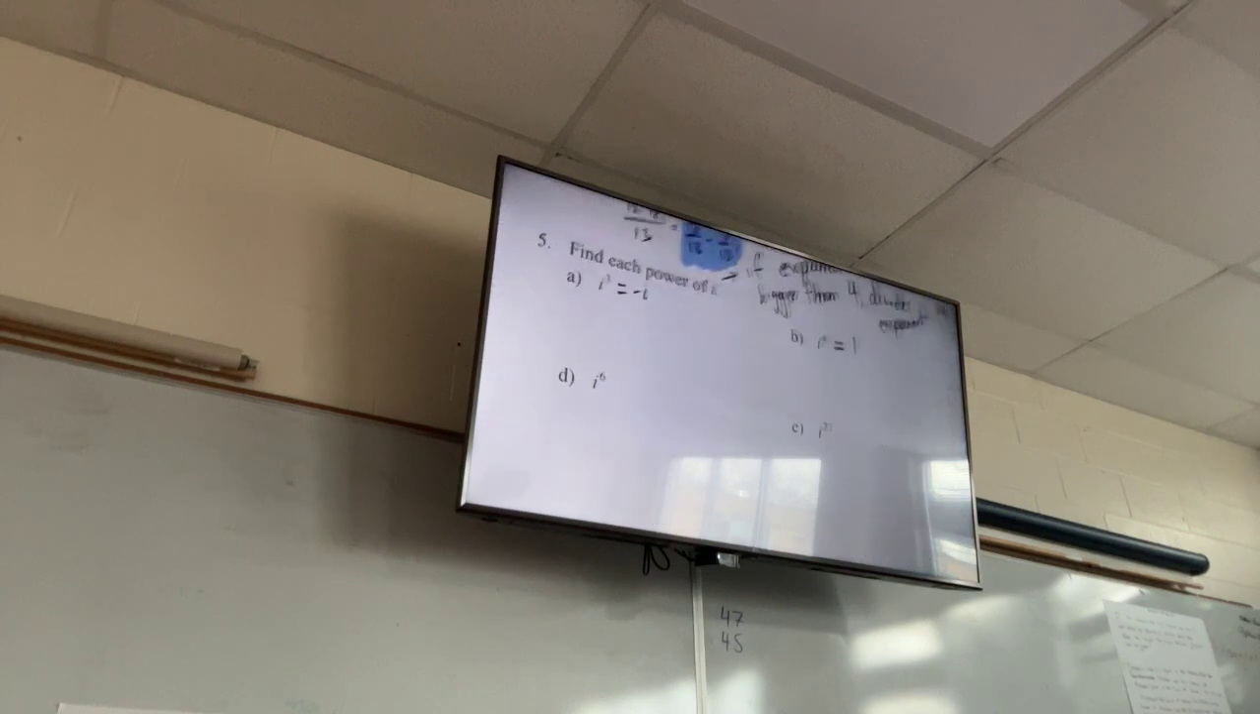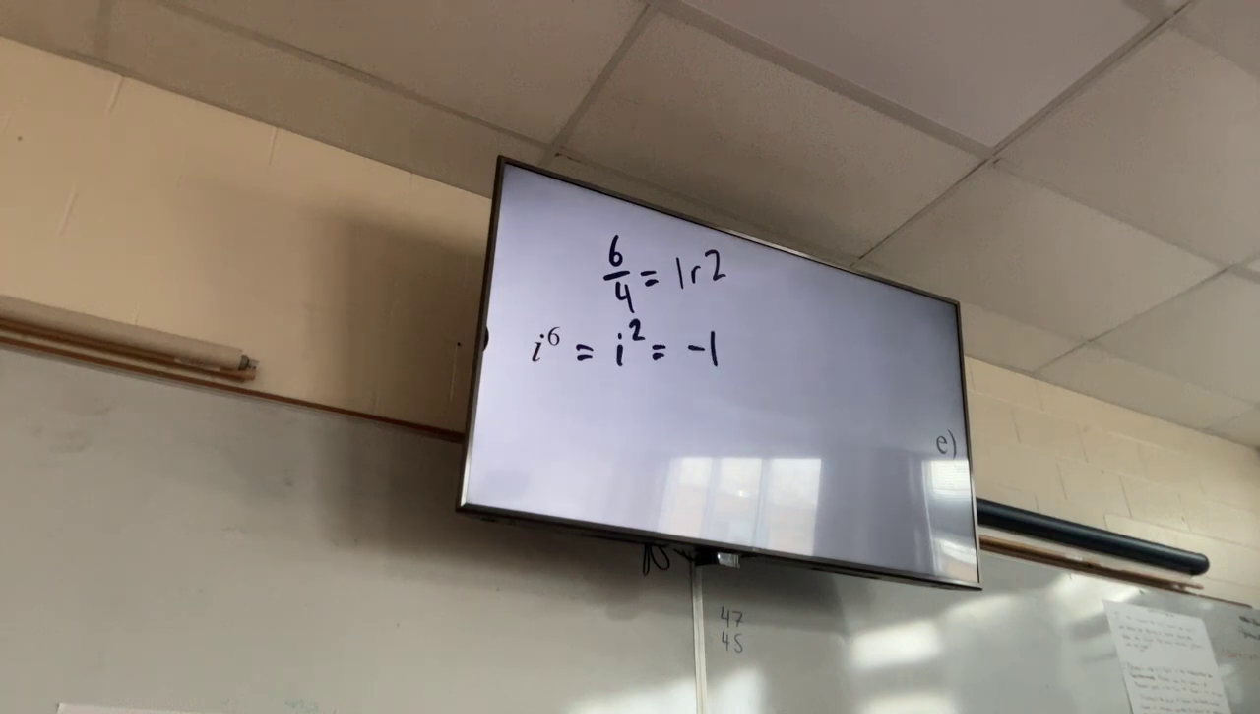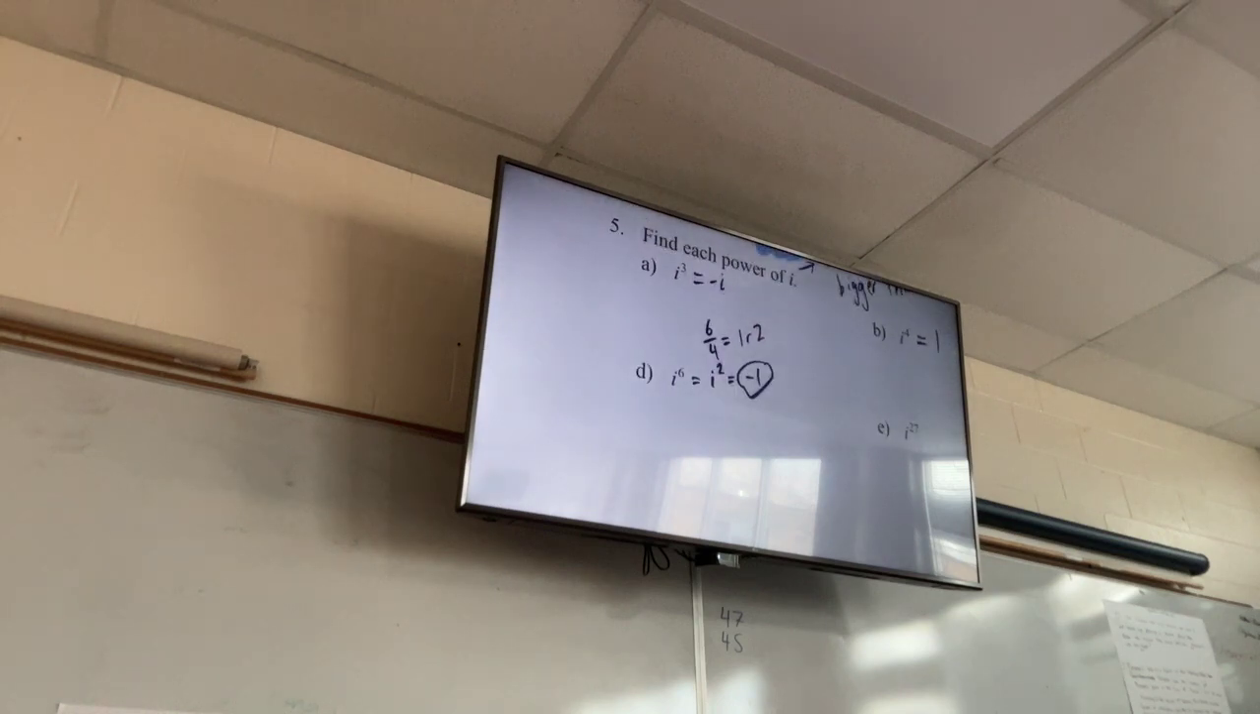i to the 6th. 6 divided by 4 is what? Yep, so i to the 6th is equal to i squared, which is negative 1. How'd you get that equal to i squared? Right, that remainder of 2 became the new exponent.